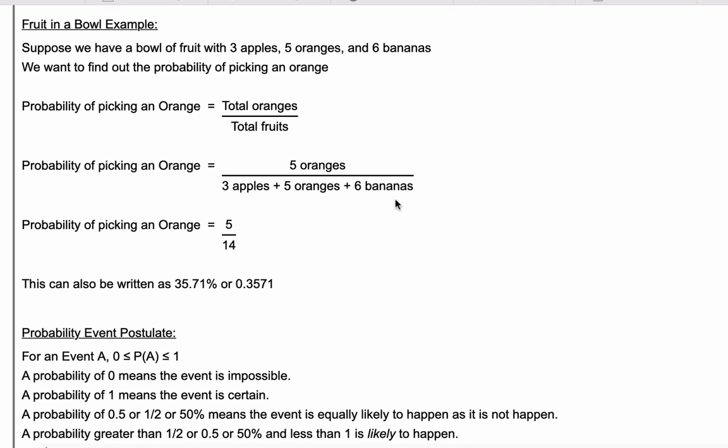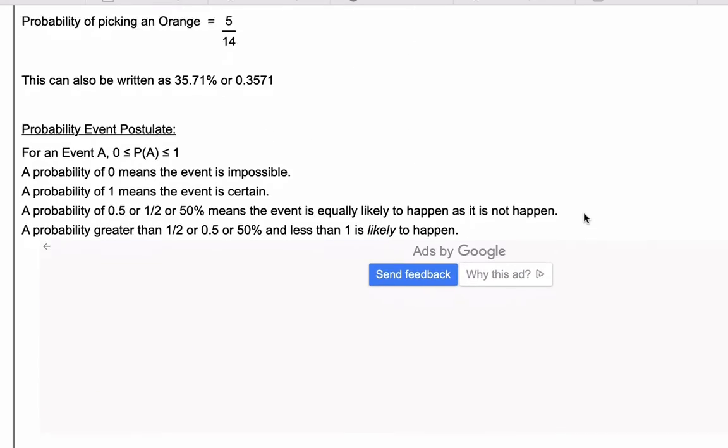Well, using our general probability formula, the probability of picking an orange equals the total amount of oranges in the bowl divided by the total amount of fruit in the bowl. Well, we have 5 oranges, and the total amount of fruit is found by adding up all the fruits in the bowl. So 3 apples plus 5 oranges plus 6 bananas is 14 fruits. So our probability of picking an orange out of the bowl equals 5 over 14. Written in percentage or decimal format, we've got 35.71% or 0.3571.